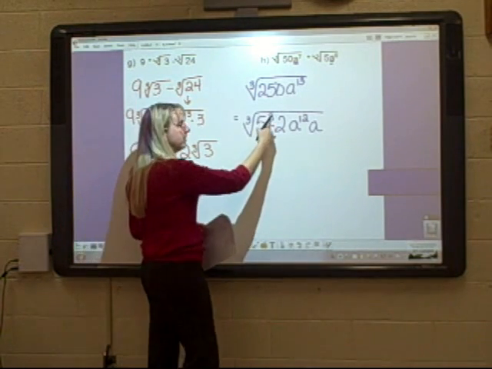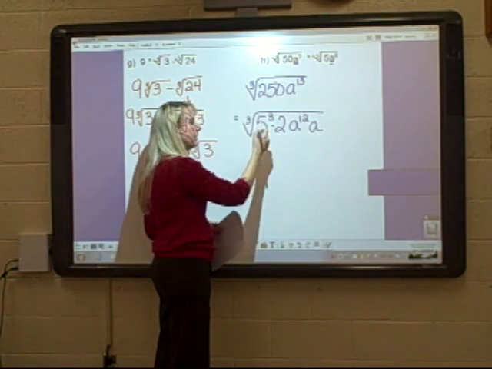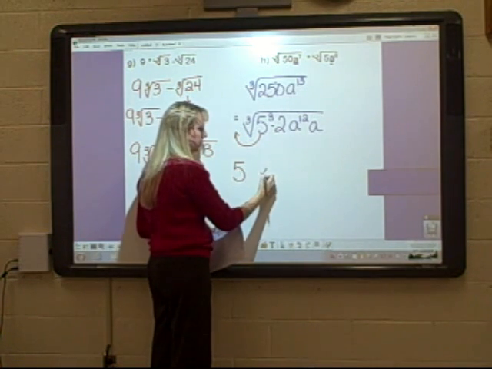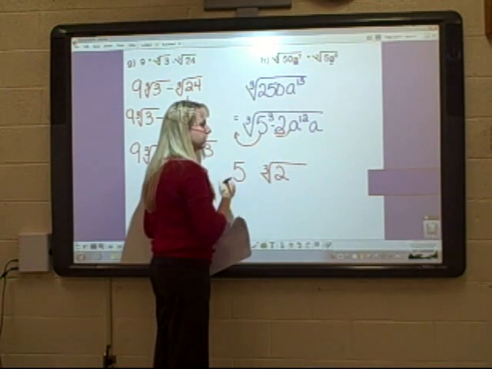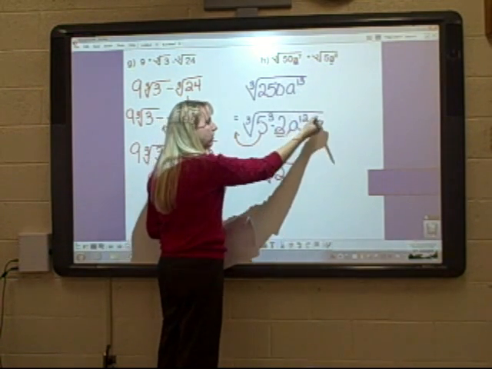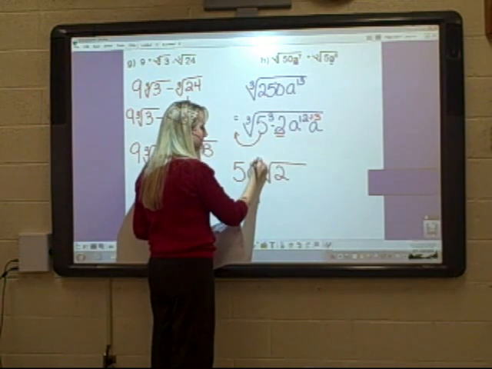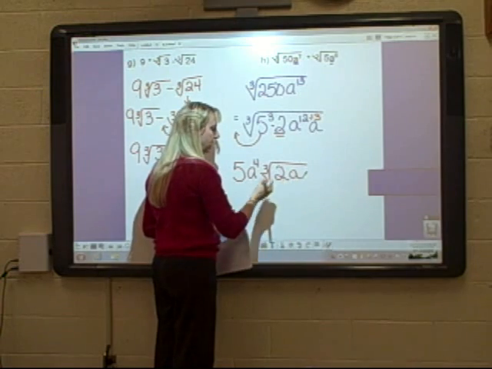Well, 5 cubed, our goal was to get an exponent of the same index. That means the 5 gets to come on the outside. But we still have a cube root of 2. That stays underneath that radical sign. A to the 12th is divisible by 3, so that means we have an a to the 4th come on the outside, and we have our leftover a underneath the radical sign.